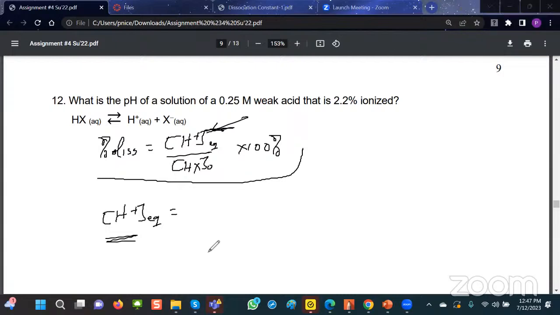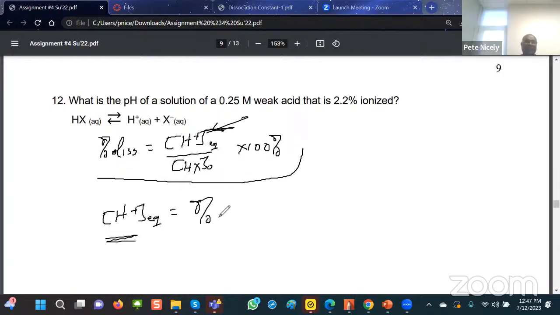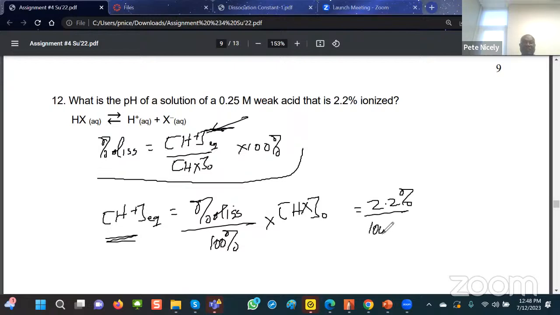Oh, it would just be the percent dissociation times the initial. Right, it's going to be the percent dissociation divided by the 100%, of course, multiplied by the initial concentration of the weak acid. So when we put the numbers in, it's going to be 2.2% divided by 100% multiplied by the initial concentration, which is 0.25 M.